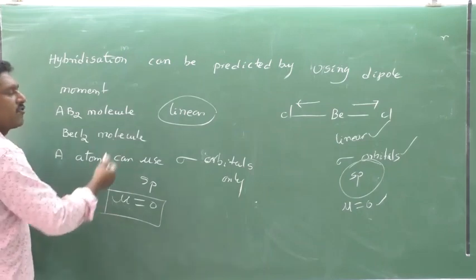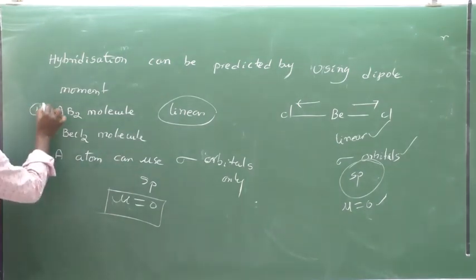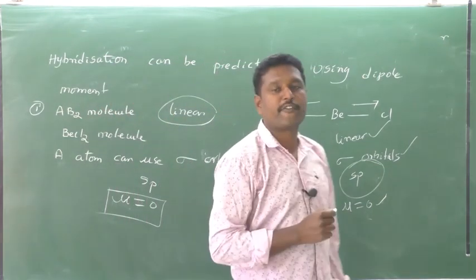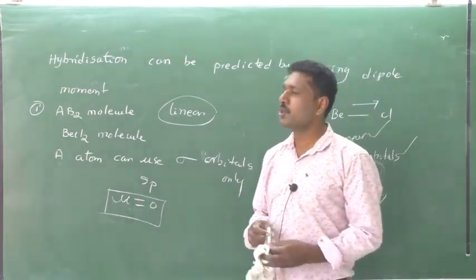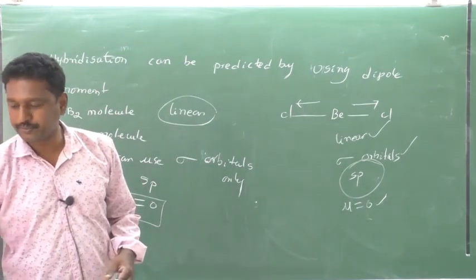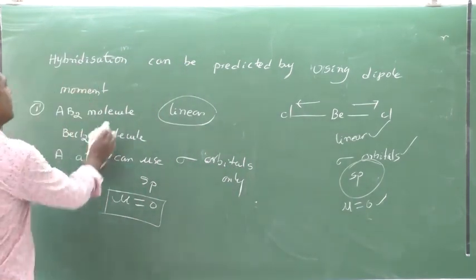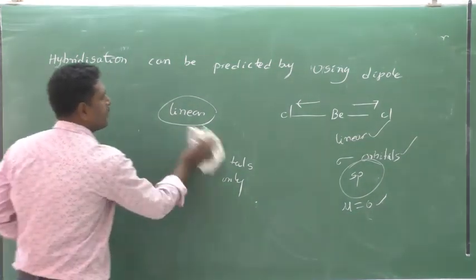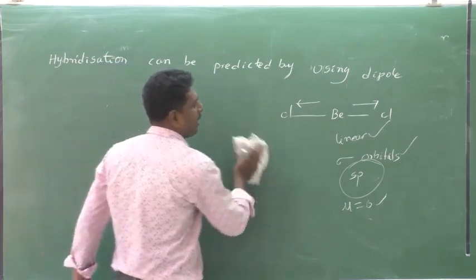Simultaneously, we are taking one more example. This is the first example. For the second example, I will take an AB3 type of molecule. The best example is boron trifluoride.